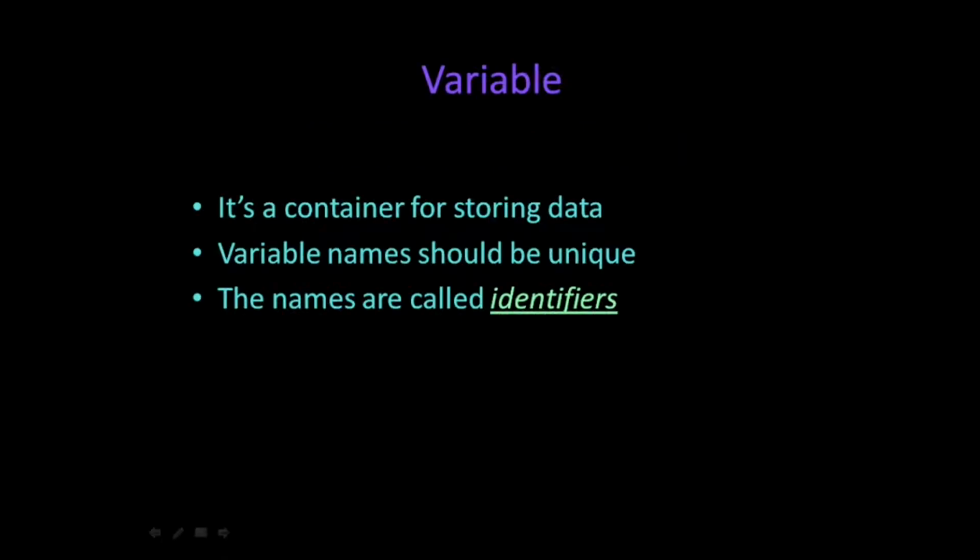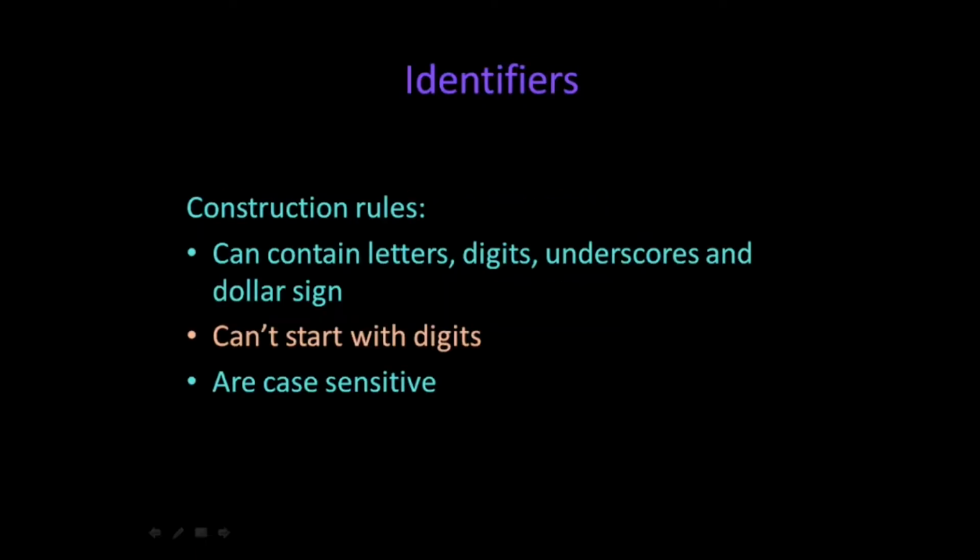A variable is a container for storing data. Variable names should be unique. The names are called identifiers. There are some general rules to construct them. Names can contain letters, digits, underscores, and the $ sign. They can't start with digits and are case sensitive.